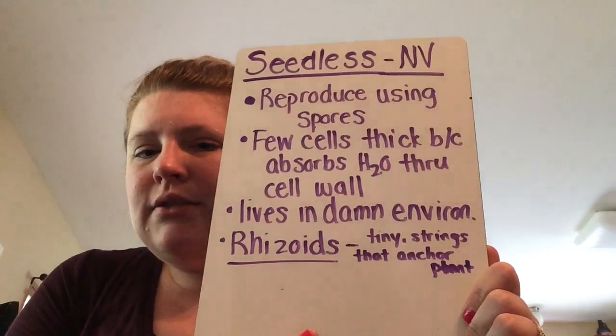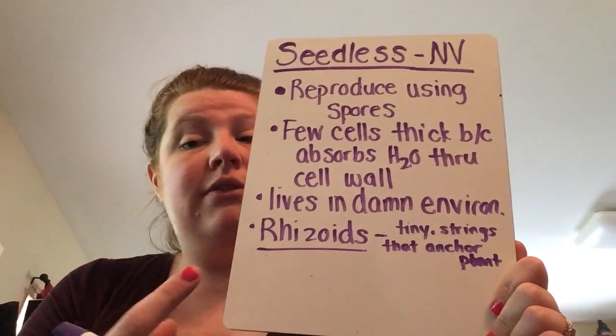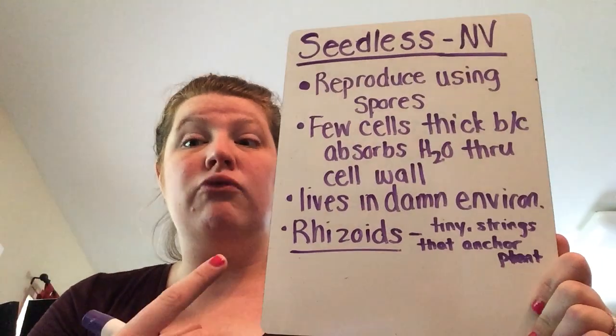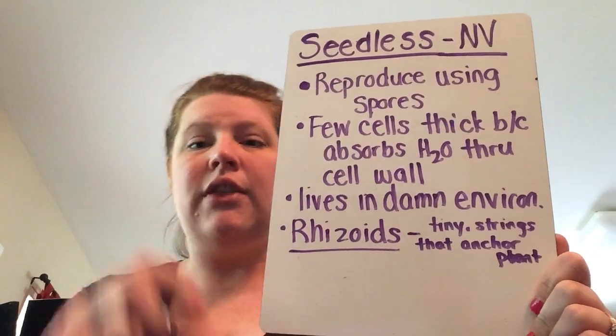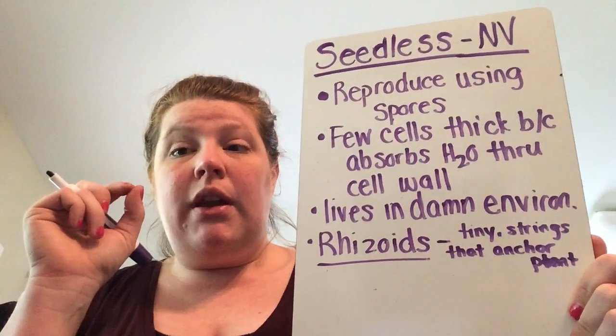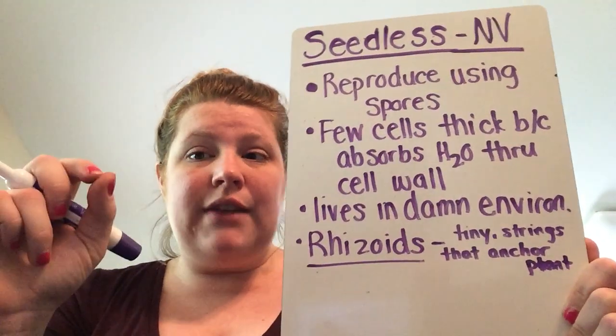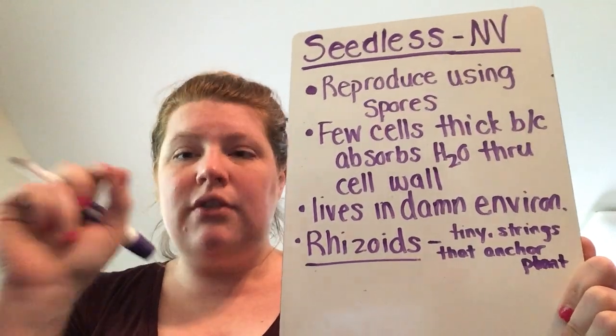Rhizoids, tiny stringy structures that anchor the plant. So these act very much like roots. The only difference is that they're tiny, just string-like. They're thin, but the roots are what absorb the water. So there we do have some differences. That's why it was very important last week that you found those couple differences.